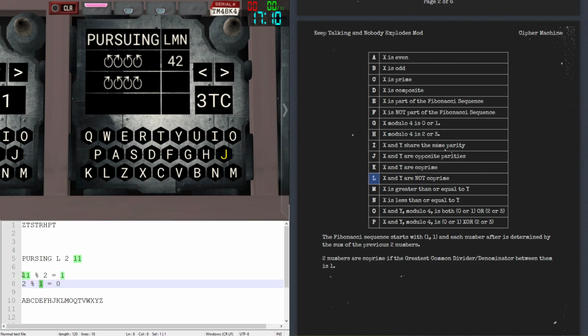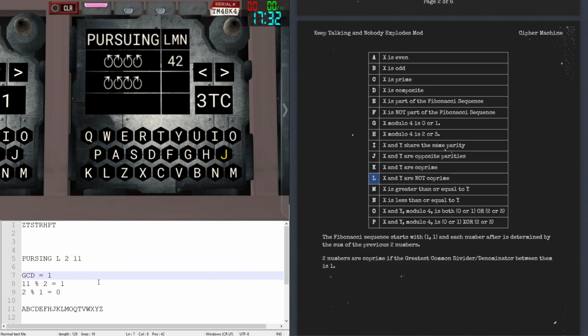The resulting number from the last nonzero step, the number before the 0, becomes your GCD. So in fact, because this GCD is equal to 1, that means the two numbers are definitely coprime. Which means, because the expression asks for not coprime, this becomes false.